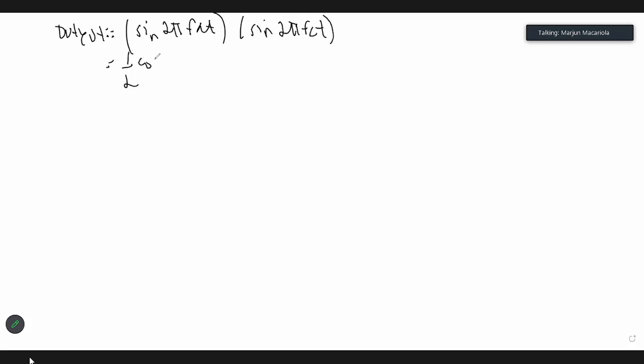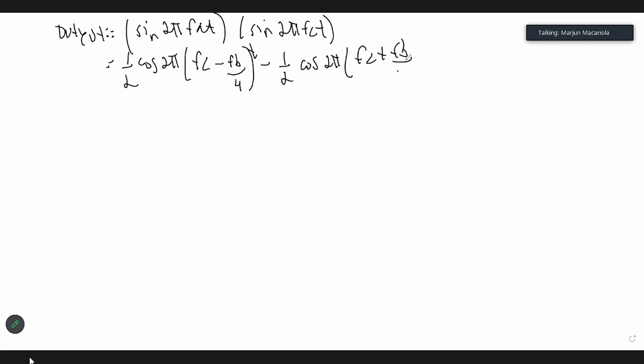So, again, output is equal to sine 2 pi FAT multiplied by sine 2 pi FCT, which is equal to 1/2 cosine 2 pi FC minus FB over 4 T minus 1/2, sorry, I forgot T, 1/2 cosine 2 pi FC plus FB over 4 T.